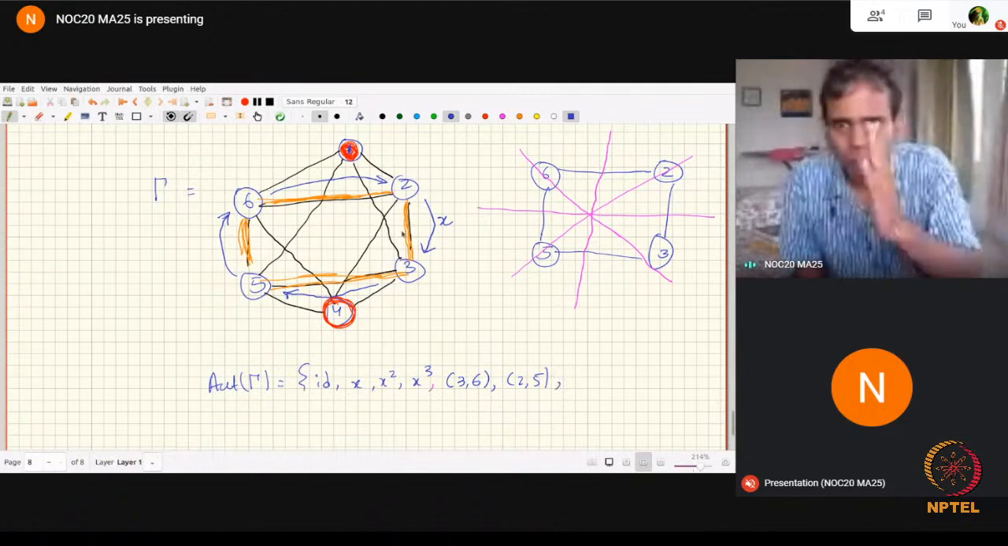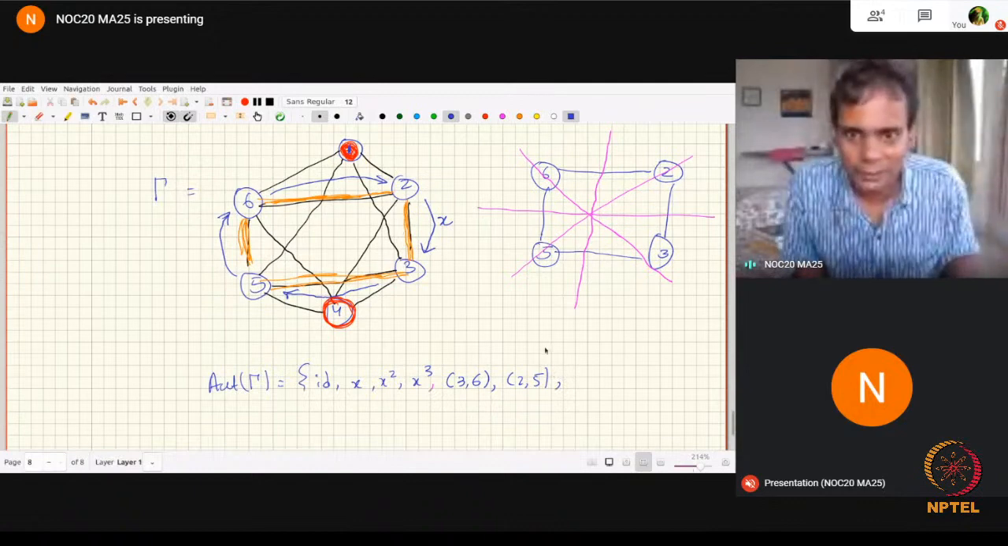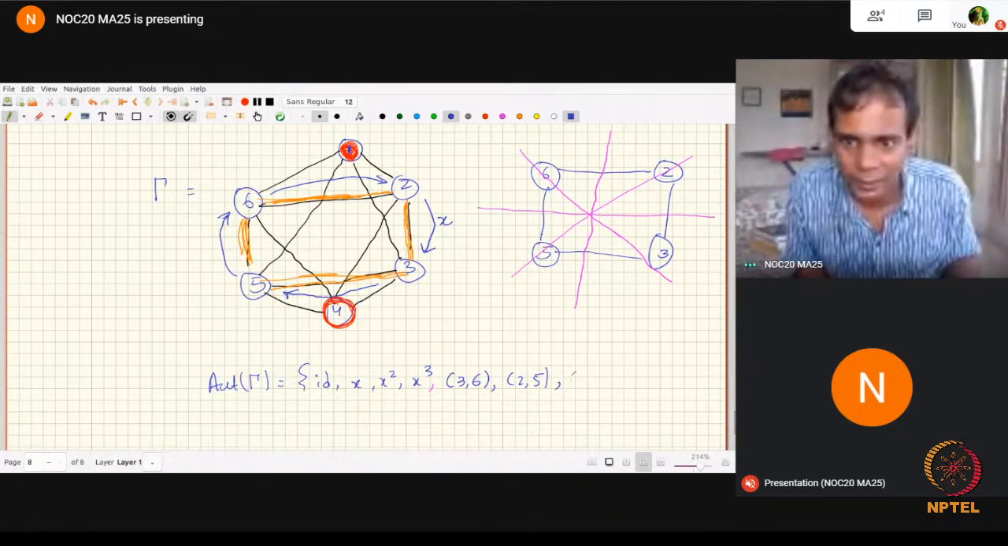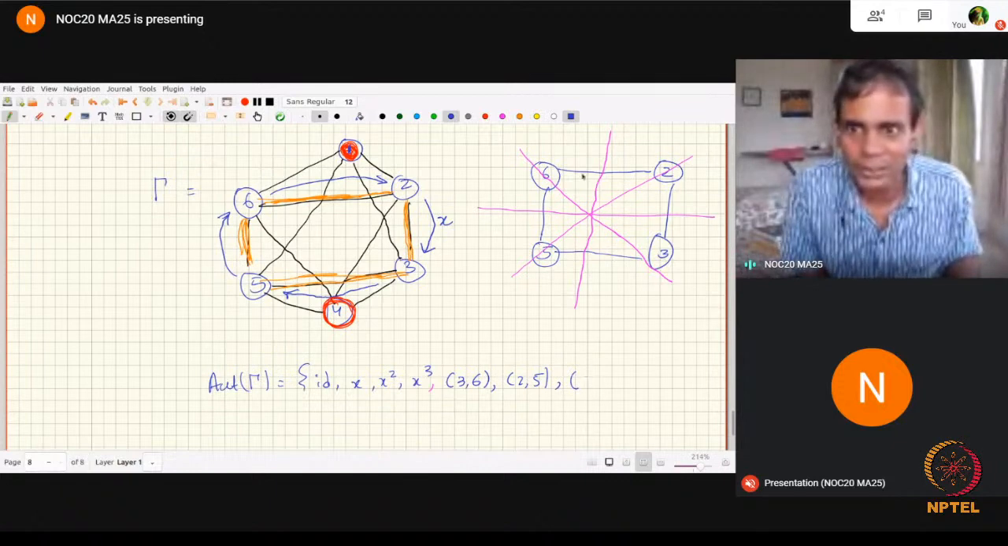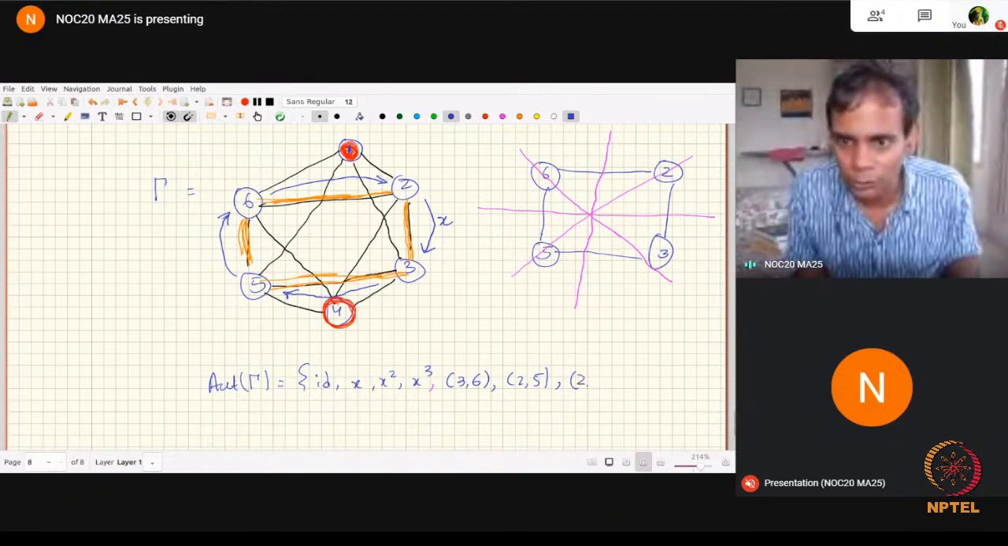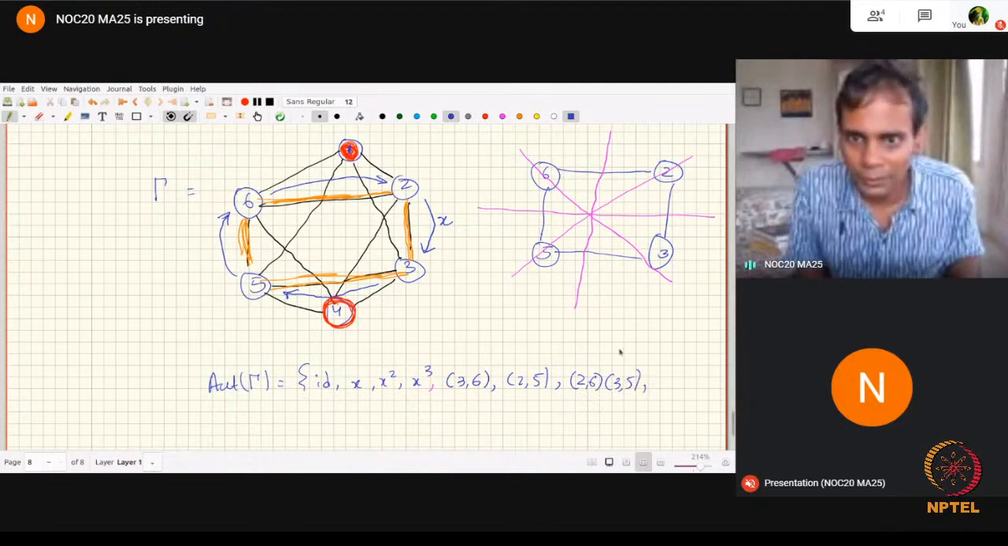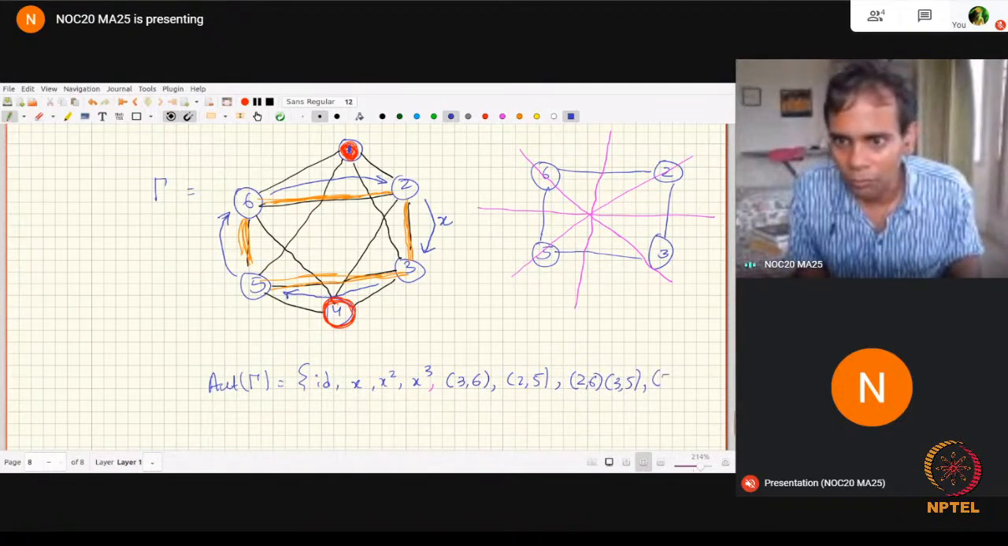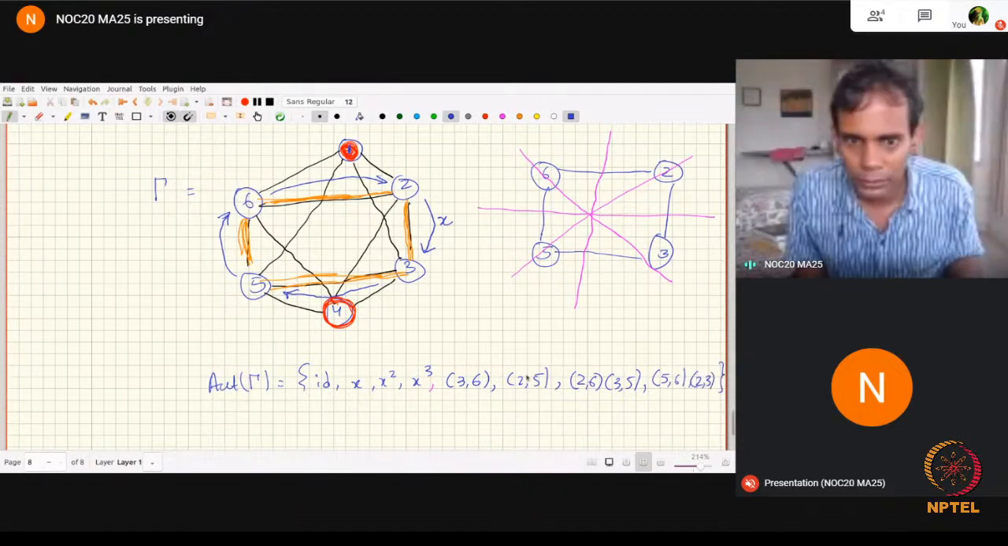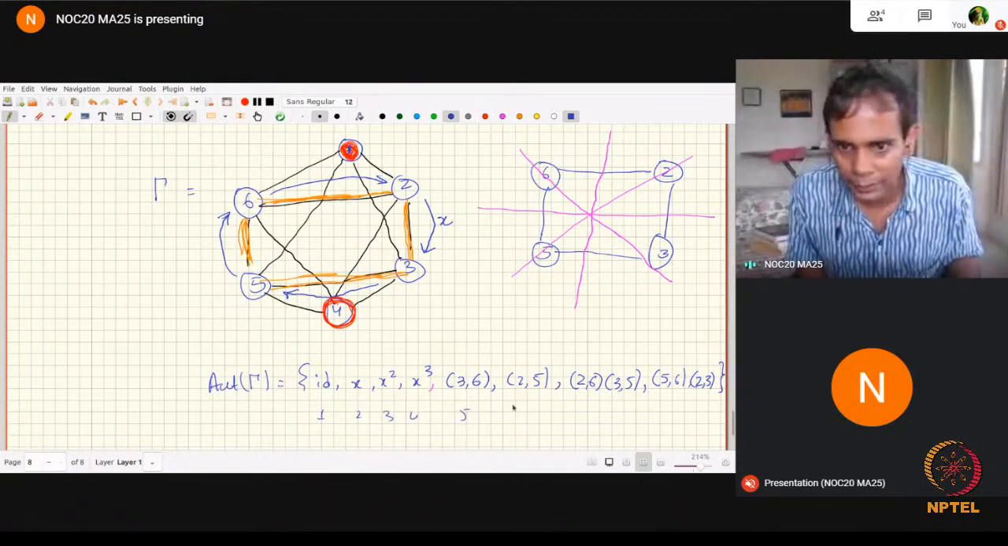Then I have two vertical and horizontal reflections. These are, in cycle notation, if I interchange 2 and 6 and 3 and 5, so (2 6)(3 5). And the other one is the vertical flip, namely (5 6)(2 3). So there are 8 elements. 1, 2, 3, 4, 5, 6, 7, 8.